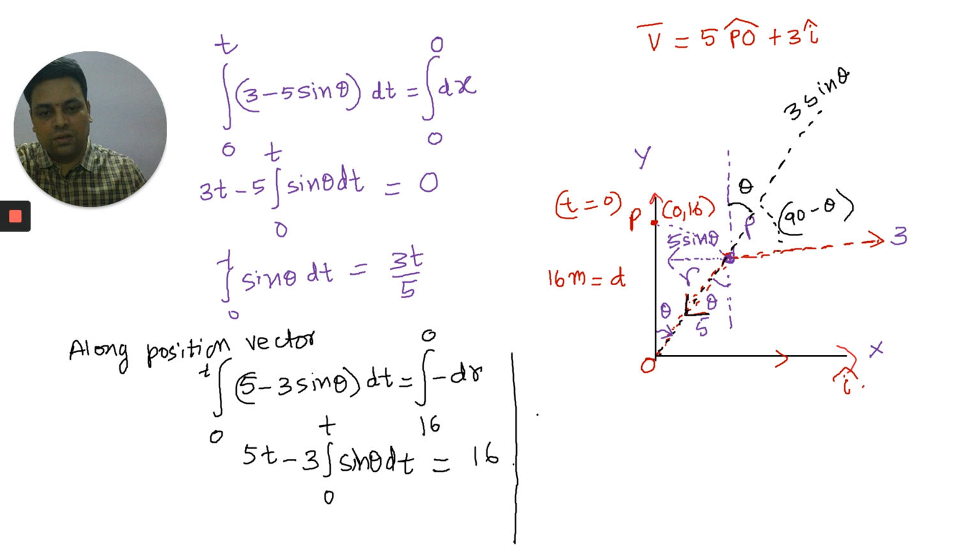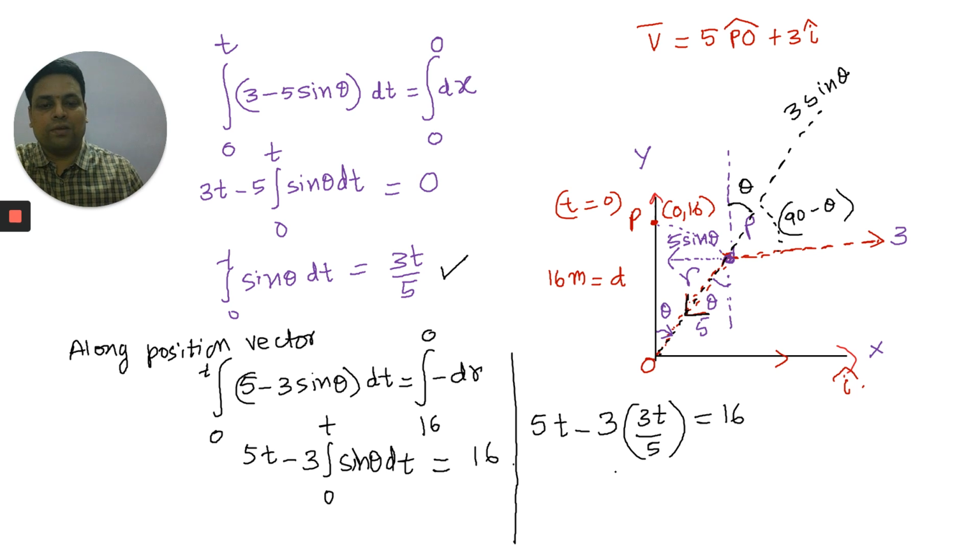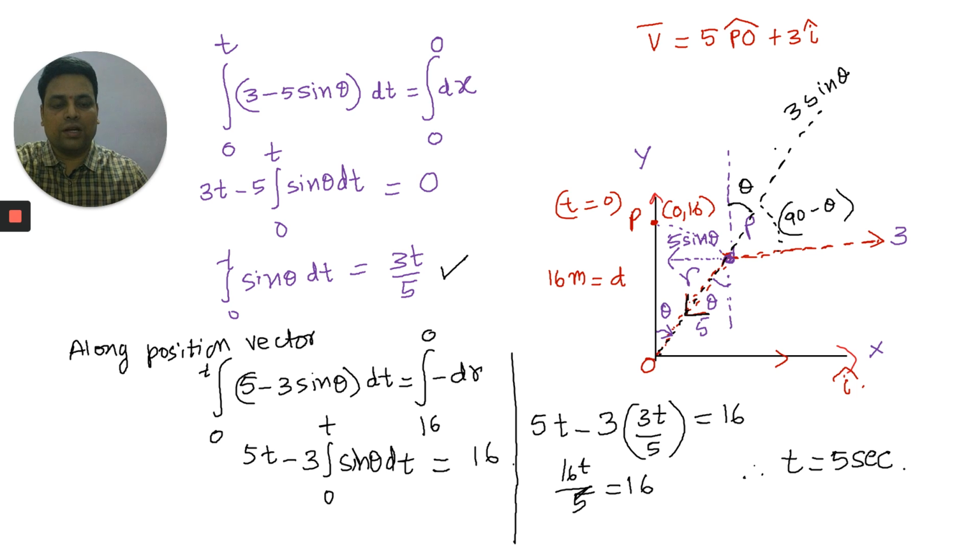So for the writing, we have 5t minus 3 times, and we got integral sine theta dt as 3t by 5. If I substitute that, I would have 5t minus 9t by 5, which is 16t by 5, equal to 16. Therefore, t would be 5 seconds. So the time interval after which the particle reaches the origin would be 5 seconds.